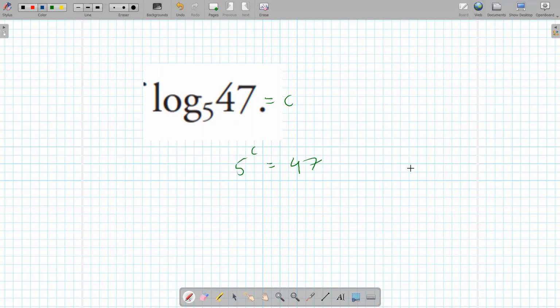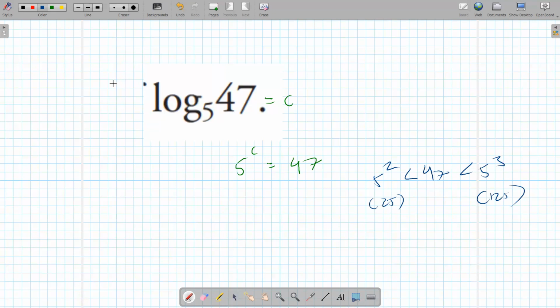47 is in between 5 squared and 5 cubed, right? Because 5 squared is 25. 5 cubed, again, 1 or 4 doesn't help us. 2 and 3 does though, because 47 is in between these two. Which one is it closer to? 25 or 125? Or is it right in the middle? 25. It's definitely closer to 25.